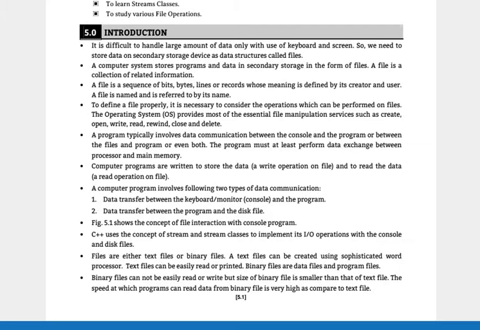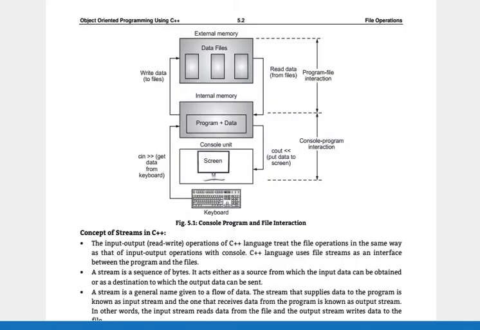Every text file is converted into binary form before being stored into memory. The speed at which a program can read data from a binary file is very high as compared to text files. So another advantage of the binary file is that the speed to read data from the binary file is higher than from the text file.